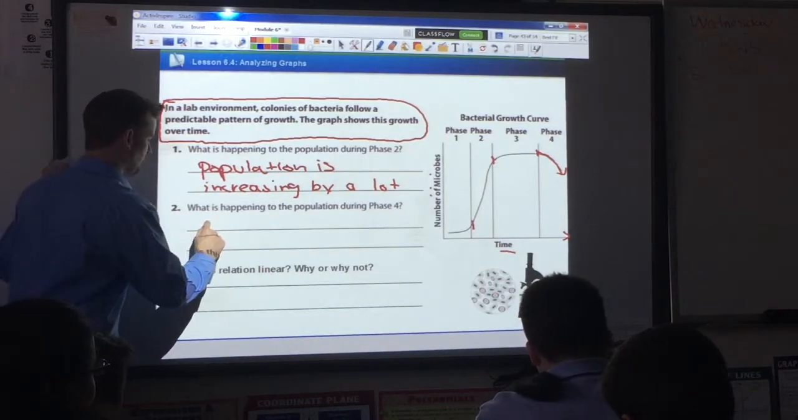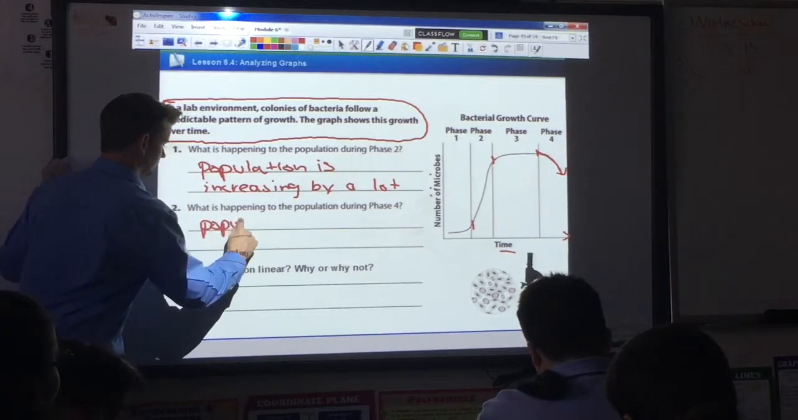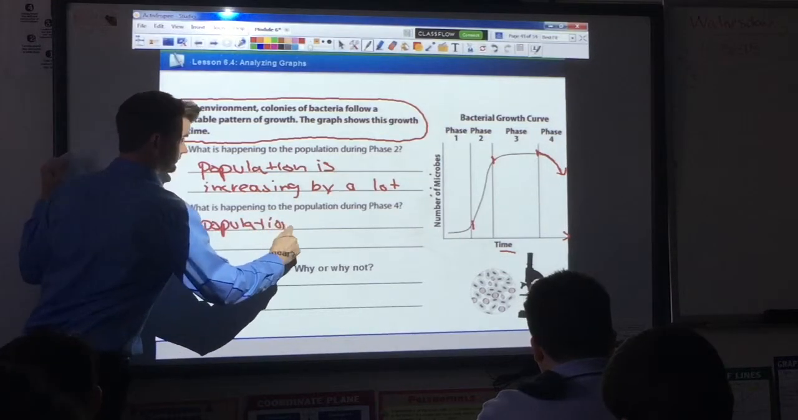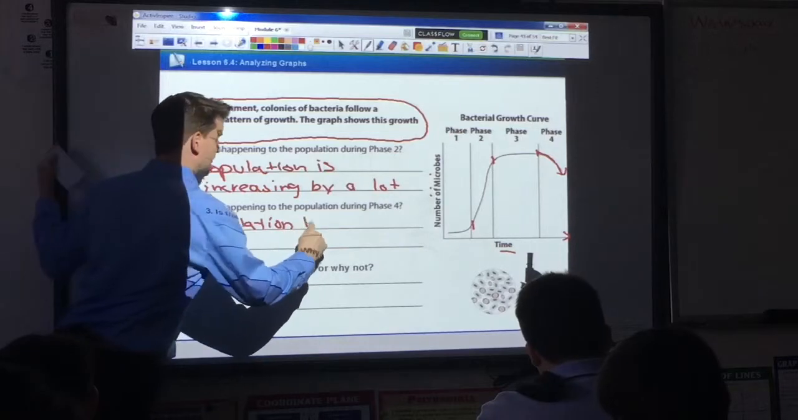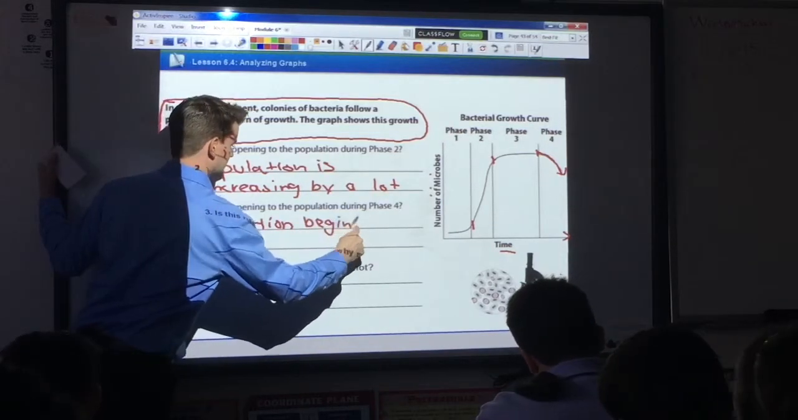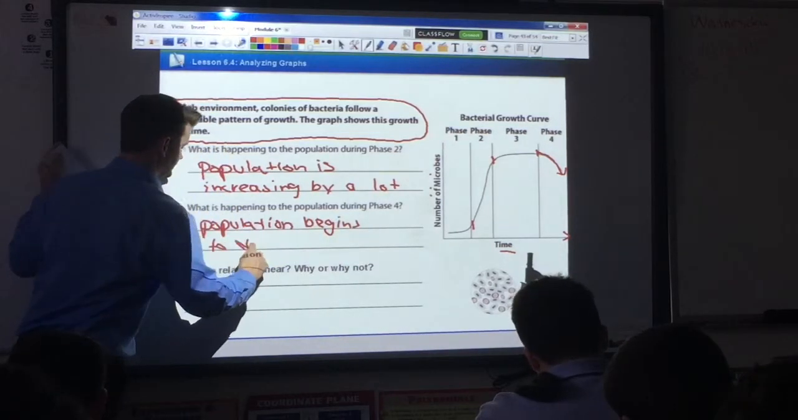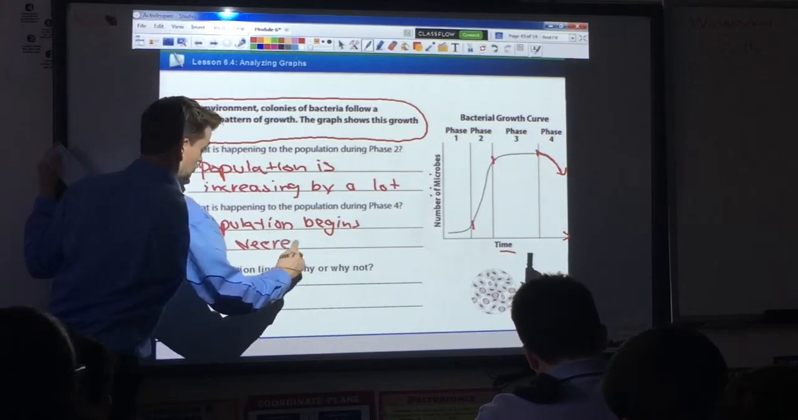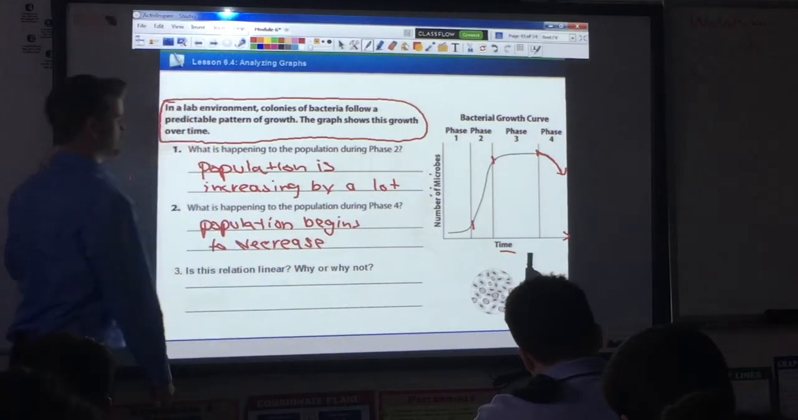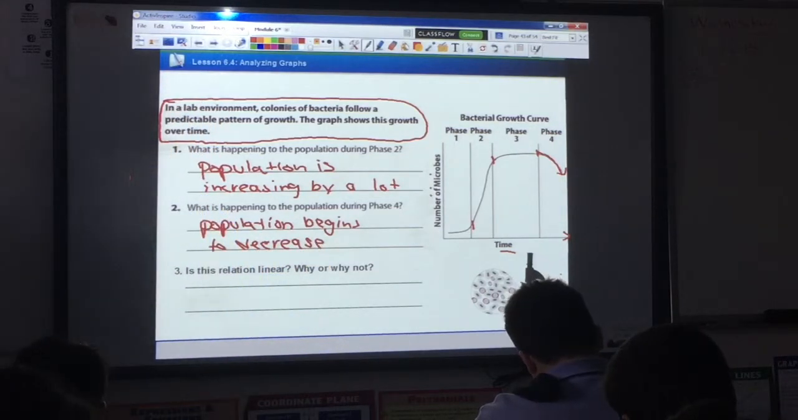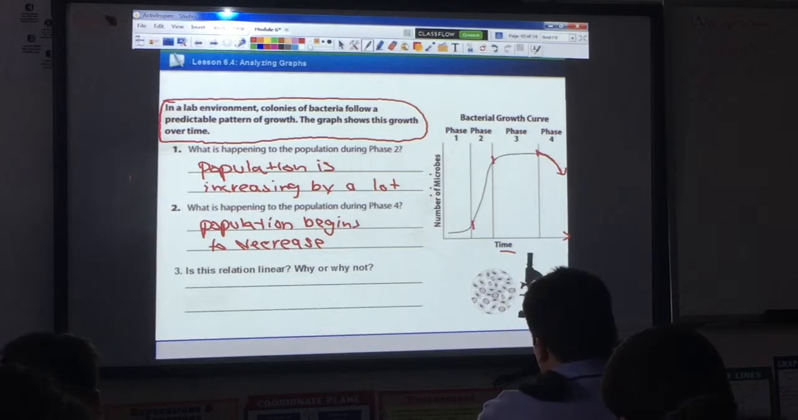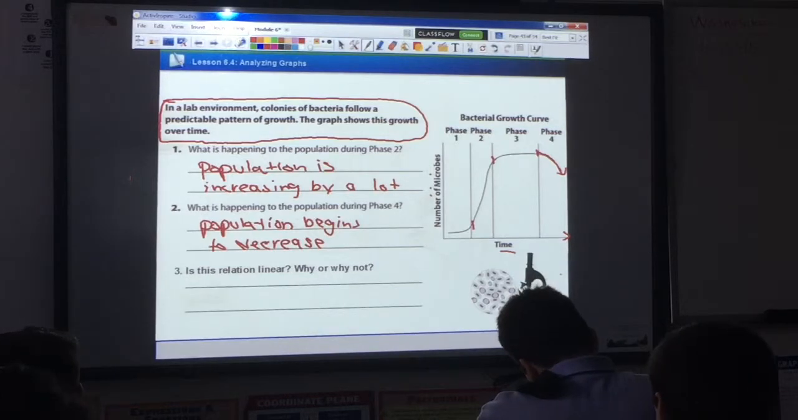So during phase 4, I'd say population begins to decrease, because it looks like that's the starting point for the decrease. Population begins to decrease. Once again, it's just visual stuff. You're identifying what happens during certain segments.